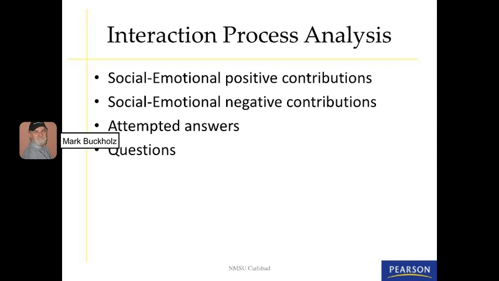Another way to analyze the contributions of group participants is through the four categories of the interaction process analysis. These categories are social emotional positive, social emotional negative, attempted answers, and questions.